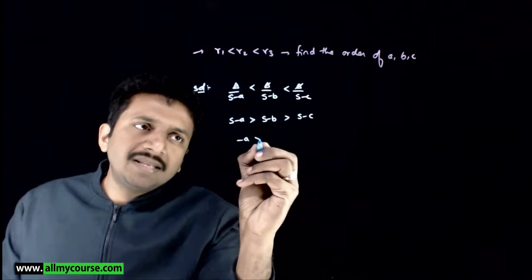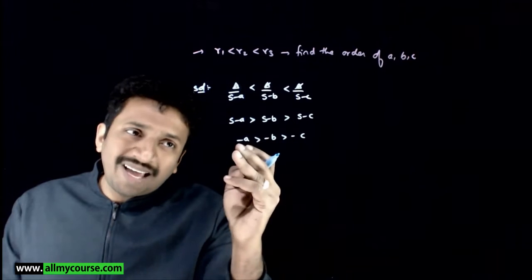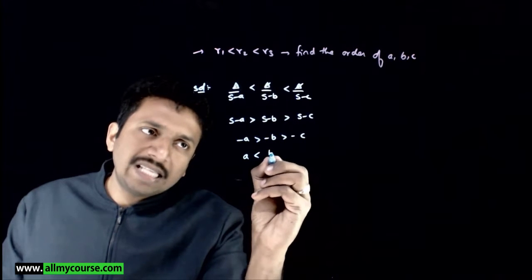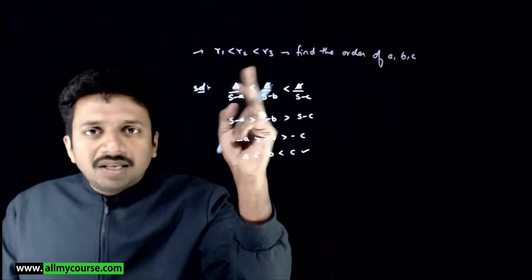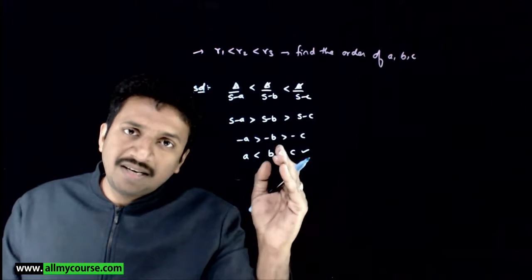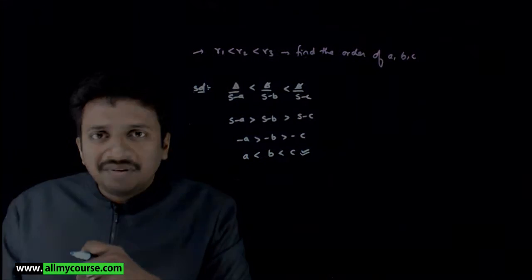So minus a is greater than minus b is greater than minus c. If I again multiply it with a minus, again the sign reverses. So a is less than b is less than c. So if r1 is less than r2 is less than r3, correspondingly a will be less than b will be less than c. This will be the answer to this question.